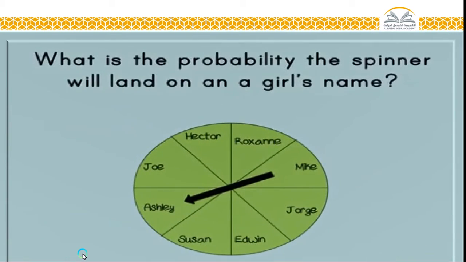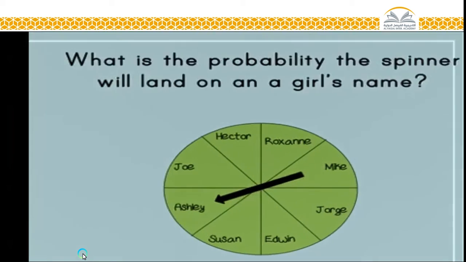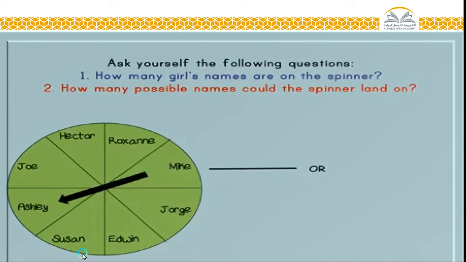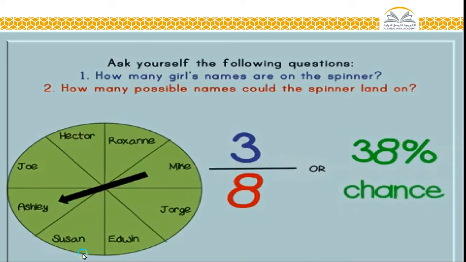Let's try one more. What is the probability that this spinner will land on a girl's name? First, how many girls' names are on the spinner? I see Ashley, Roxanne, and Susan, so I see 3 girls' names. How many possible names could the spinner land on? I see 8 names on the spinner. This means the probability of the spinner landing on a girl's name is 3 out of 8, or a 38% chance. I hope this has helped you to understand probability a little bit better.